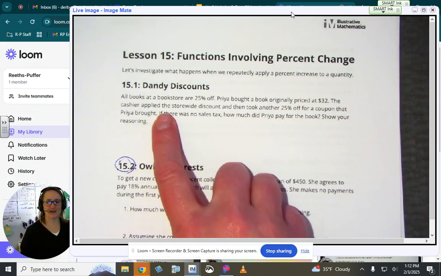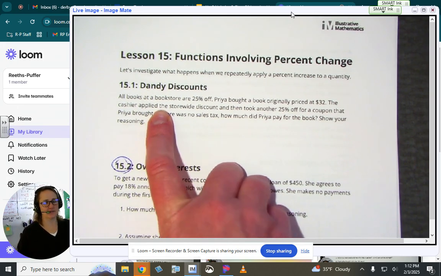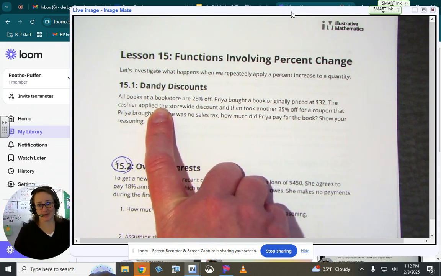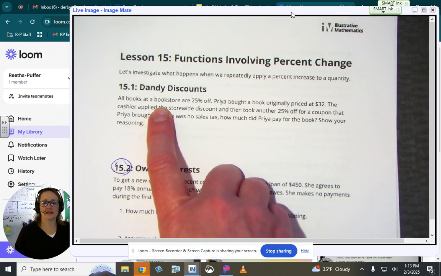Lesson 15, and we are going to take a quick look at 15.1, Dandy Discounts, because this is a question that a lot of people ask me. They're like, hey, Mrs. Derby, if I go to a store and I've got a 50% off coupon, and I've got another thing with another 50% off, do I get the thing for free? And you don't. It'd be really cool if you did. But let's figure out why that's happening.